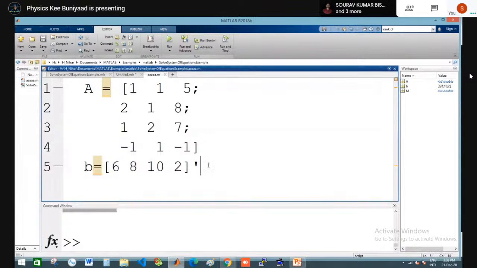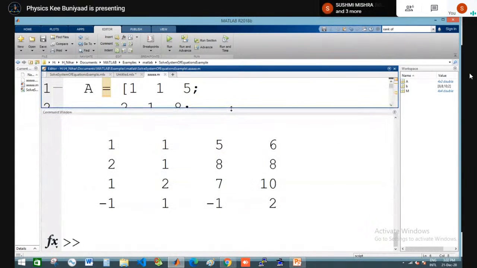Now the task is to combine these two matrices into a single matrix. Suppose it is M. M equal to [A B]. This is the concatenation or augmentation of A with B, as I told you. So A, then space, B. It is a concatenation of the column B with matrix A. So if you run that, M is equal to this.